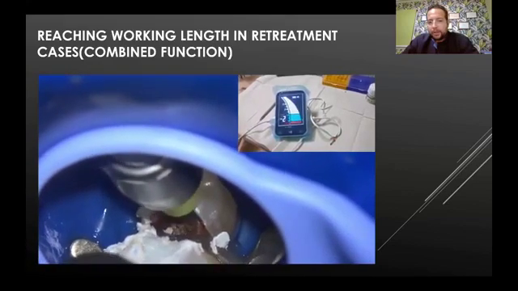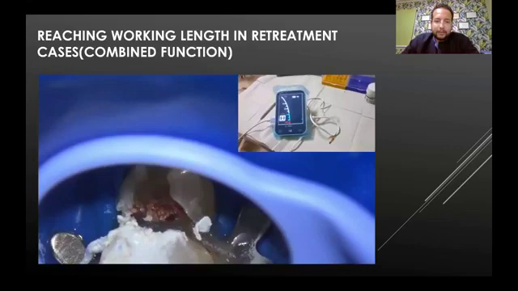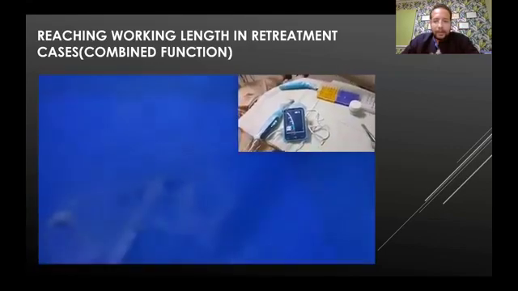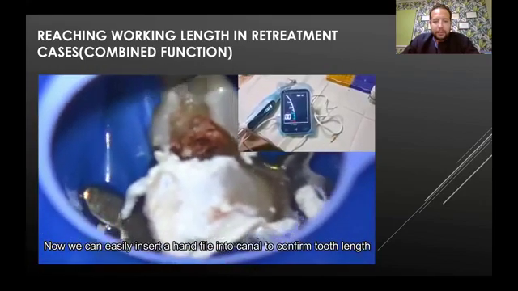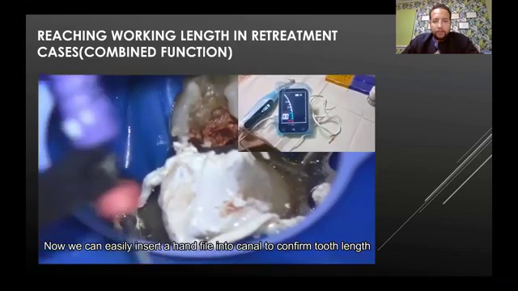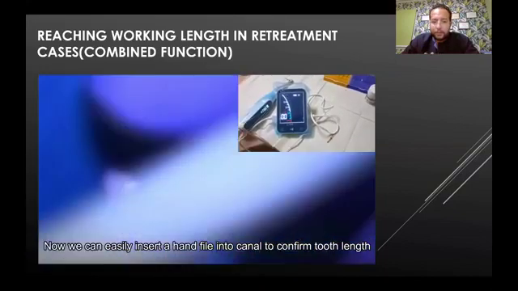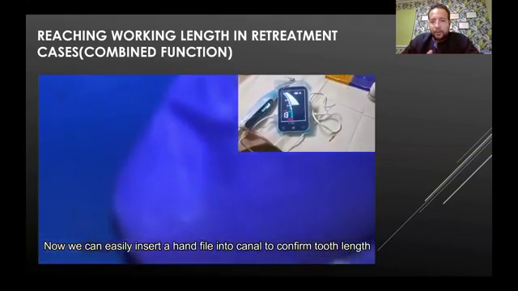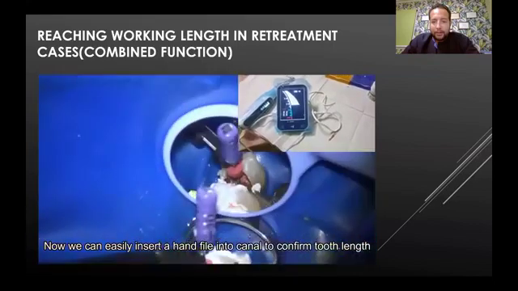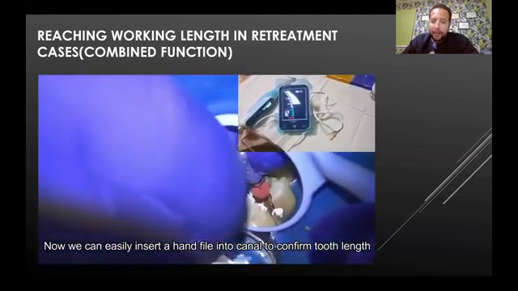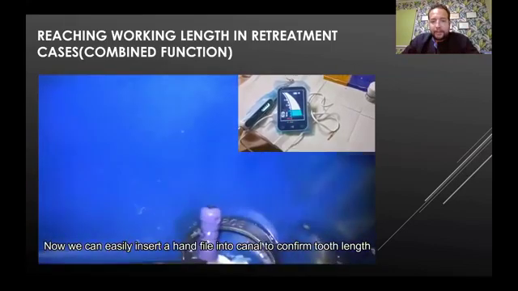Now, when I reach working length, I remove the file. Then I recheck with the 10K file. That's how I can easily put the 10K file to the full working length without applying more pressure on the K file, with the risk of separation during the presence of gutta-percha. Now I made a path for the 10K file using the combined function to the full working length of the canal.